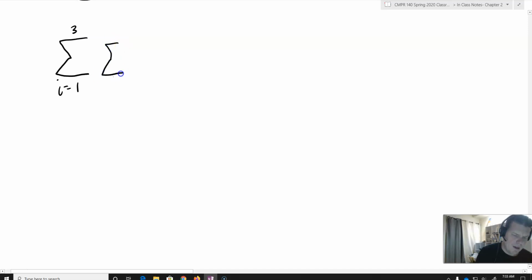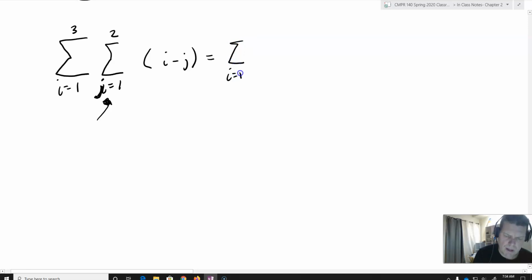Now let's take a look at another example of a double summation. We're going to take the summation i equals 1 up to 3 of the summation j equals 1 up to 2 of i minus j. So again, we're going to do the inner summation first. Nice that there's not too many of them. This is going to end up equaling the sum i equals 1 up to 3 of i minus 1, plus the sum i equals 1 up to 3 of i minus 2.